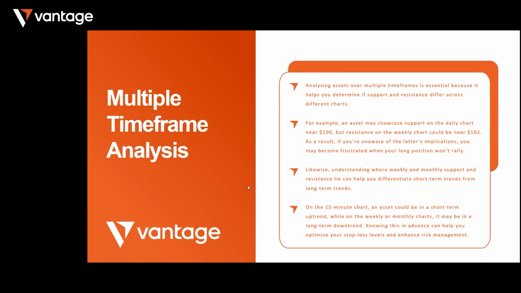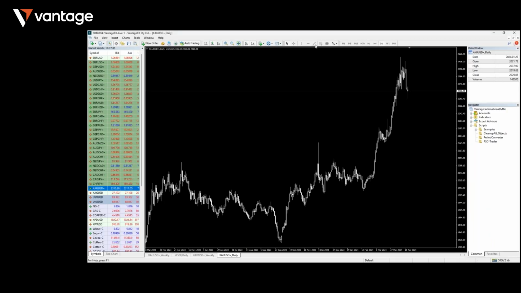So, for example, an asset might showcase support on the daily chart near $100, but resistance on the weekly chart could be near 102. So part of this is illustrating that sometimes we see levels that we might think are... let's do this, let's turn off my webcams. We should be fine.